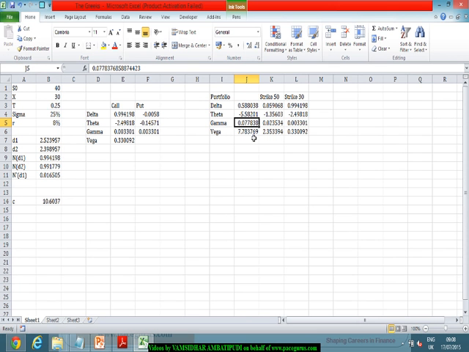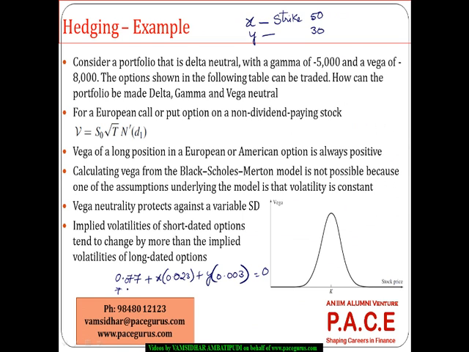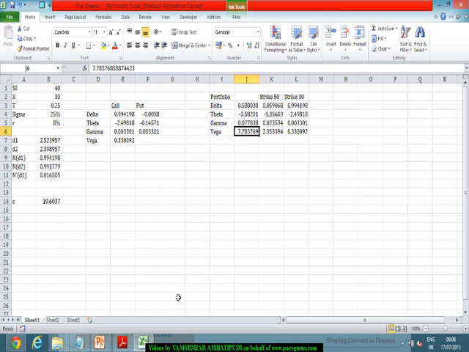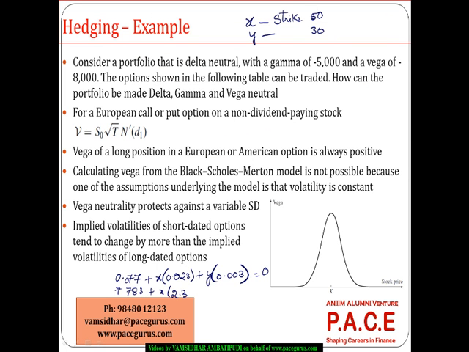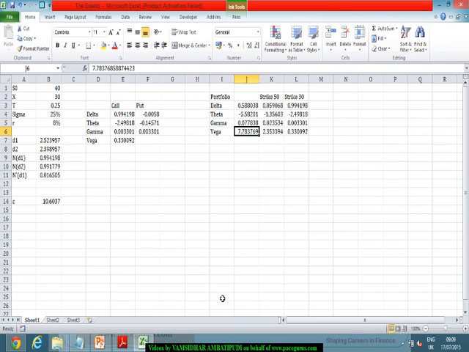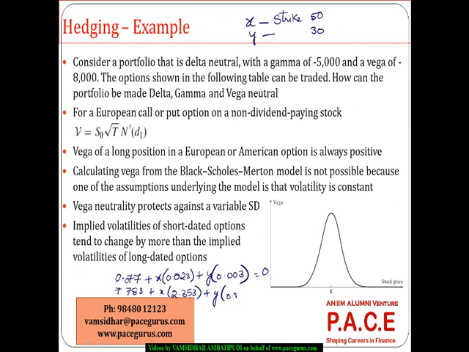Same way I look at the vega: 7.783 plus X times 2.353 plus Y times 0.330. This should be equal to 0. Now I know what should be my X and Y. Right? So this is what I can talk of.